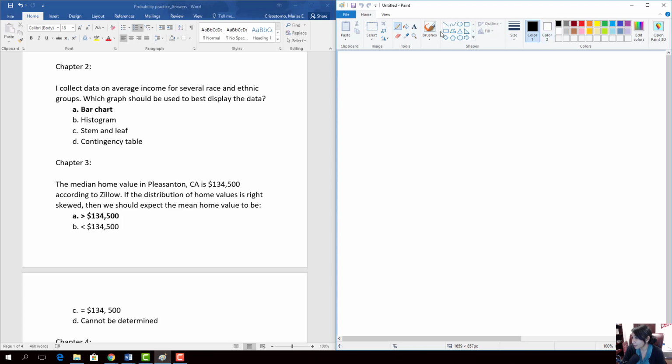So if we remember, with a normal distribution, we have our mean, median, and mode, and they're all right there in the middle. However, when we have a right skewed distribution, something that looks like that, we have values over here that are pulling the mean. So our mean is going to become closer to the tail than our median.